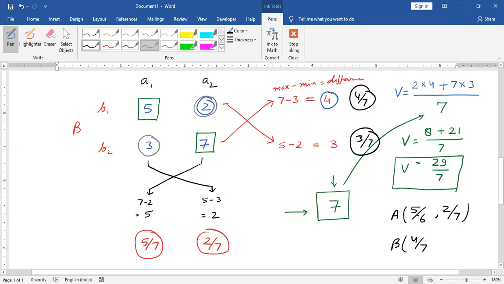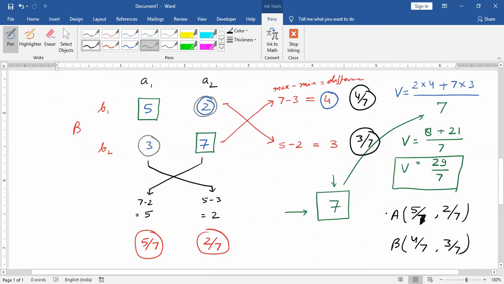It is what? 5 by 7. I mentioned wrongly. It is 5 by 7 and 2 by 7. Similarly, 4 by 7. What about in front of B2? That is 3 by 7.